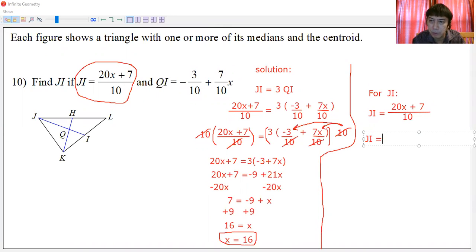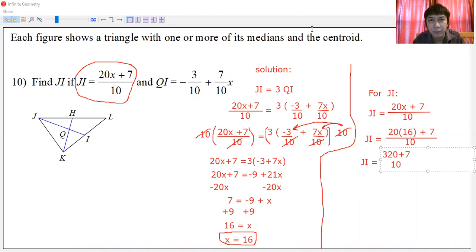JI is equal to 20 times 16. So we're going to have here 20 times our x, which is 16, and then the product is added to 7. And then we shall divide that by 10. So this will continue like 320 plus 7, the product of 20 and 16. So that should be 320 plus 7, and then divided by 10.